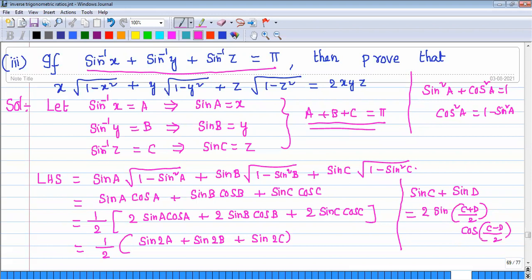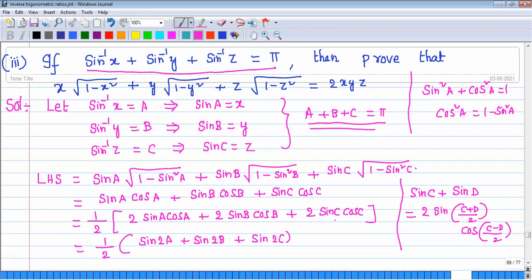Are you there? Yes, sir. Now what do you write in the place of sin 2a plus sin 2b? Now tell me. 2 sin (2a plus 2b) by 2, that becomes a plus b, cos (2a minus 2b) by 2, that becomes a minus b. So write that out. That is right.